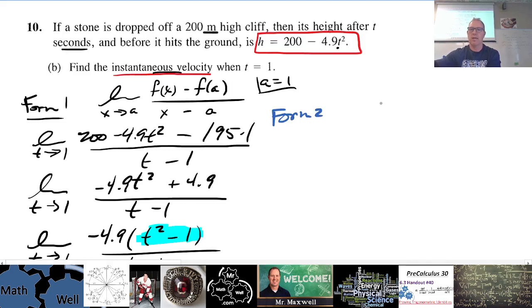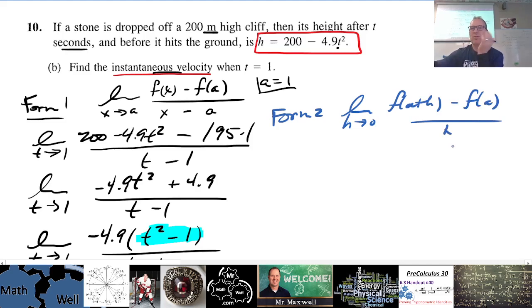Formula 2 is the limit as h approaches 0 of f of a plus h minus f of a, all over h. So we don't have to do as much factoring, but this is going to be a little more complicated to multiply stuff out. We're going to have to do some expansion. That's going to be a bit tricky. So, limit as h approaches 0 here.